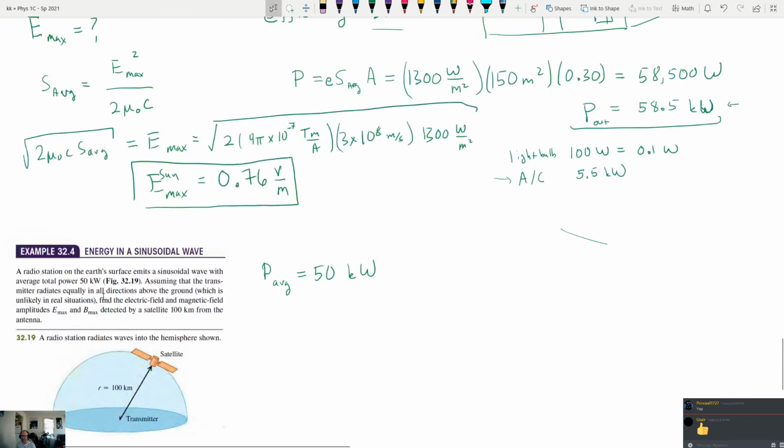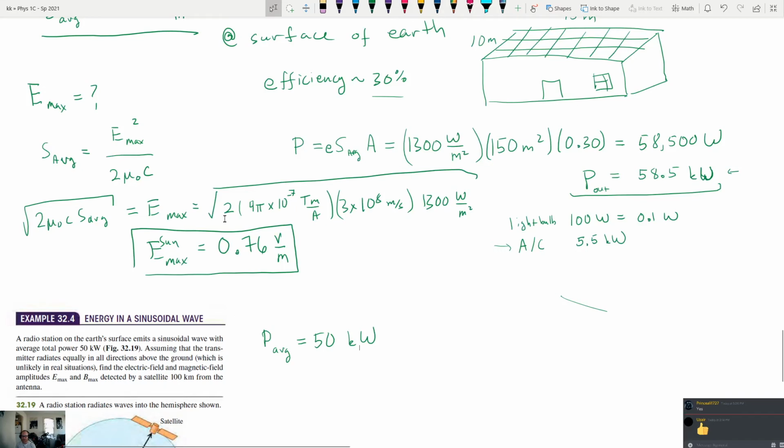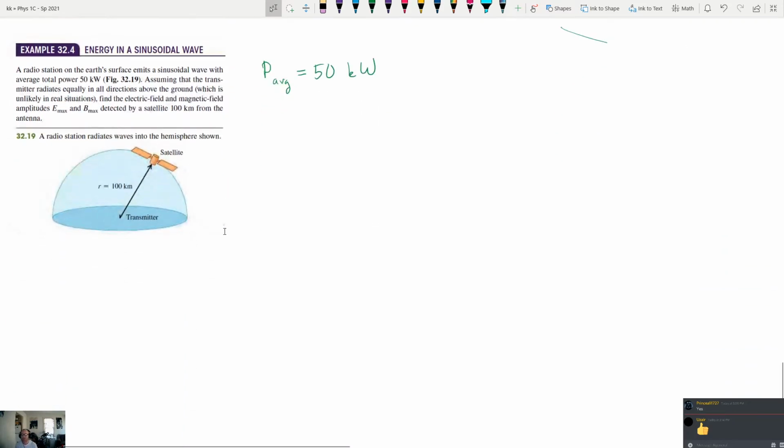Wait a minute, I'll go back for a second here. Did I add the 2 in here? I don't know why I feel like I didn't multiply by 2. I did, never mind. Okay, so we have a few equations that are going to help us here. Those equations are S average is equal to E max B max over 2 mu naught, and obviously the relationship between E and B, E over B is equal to C.